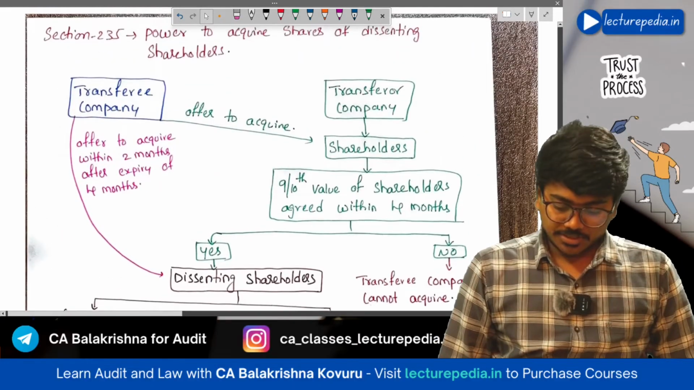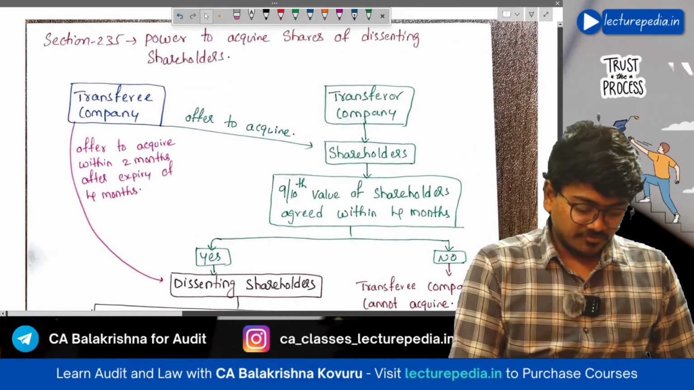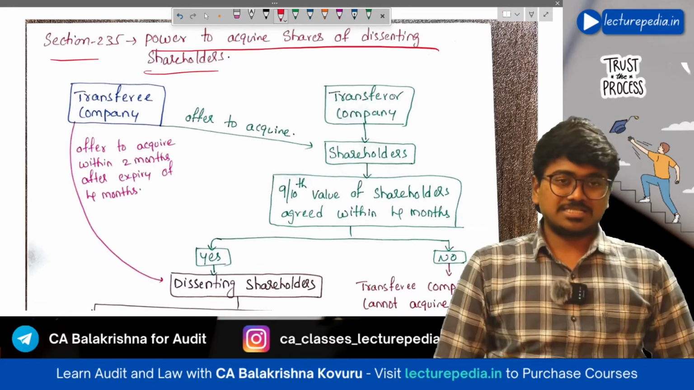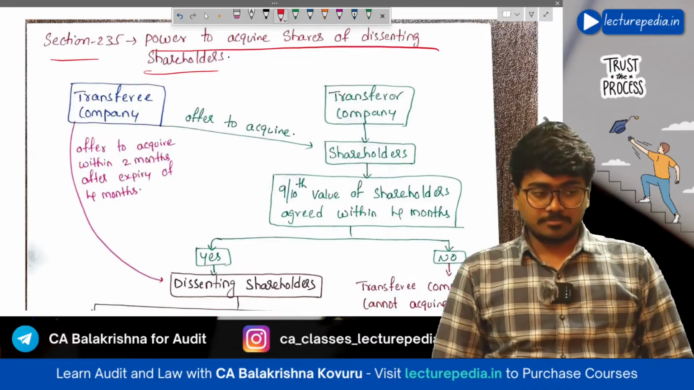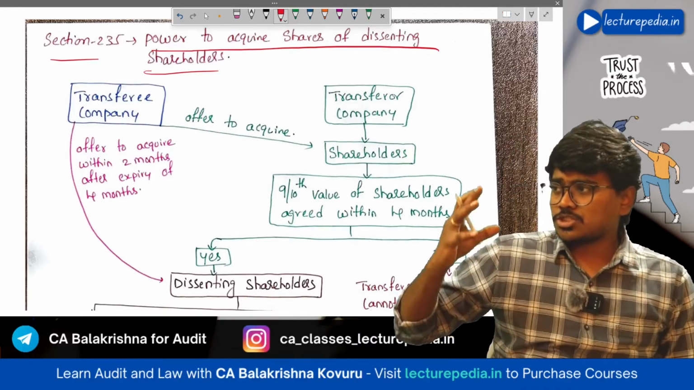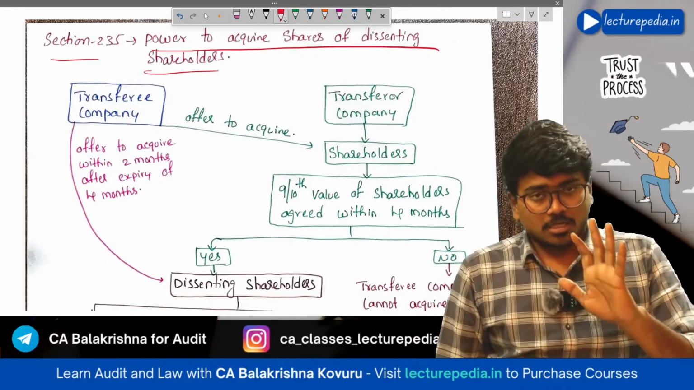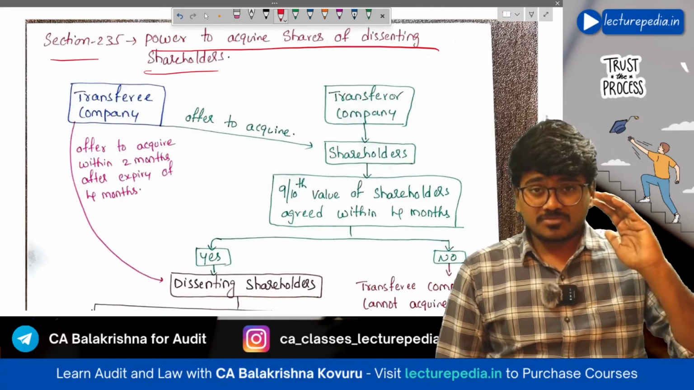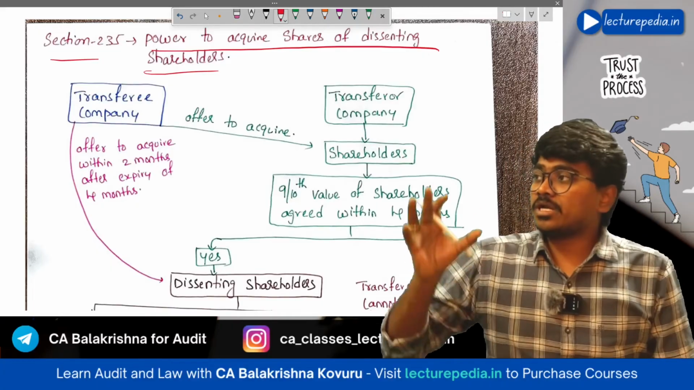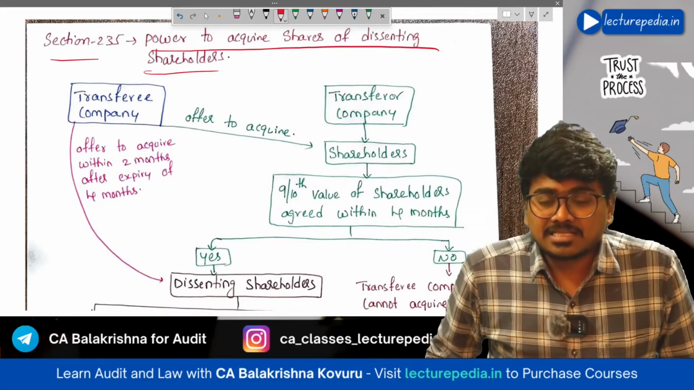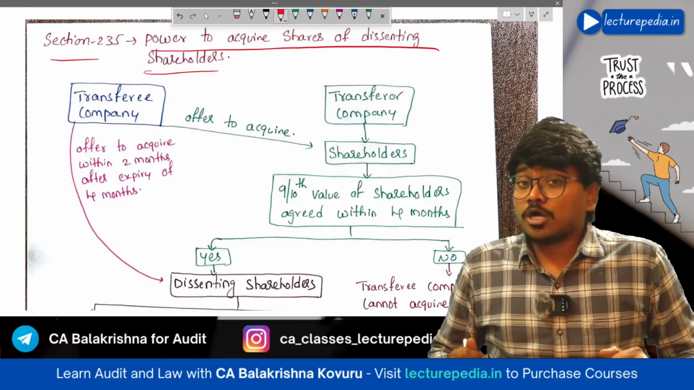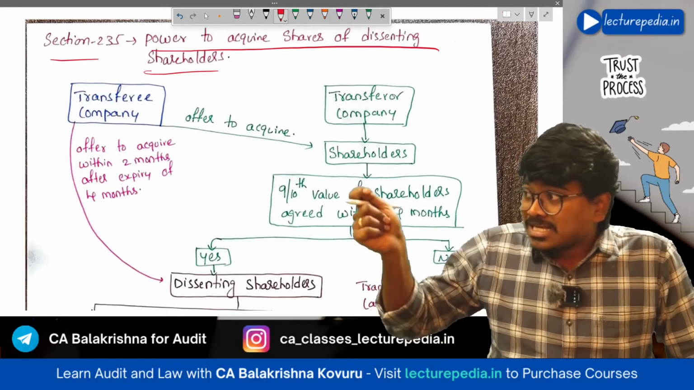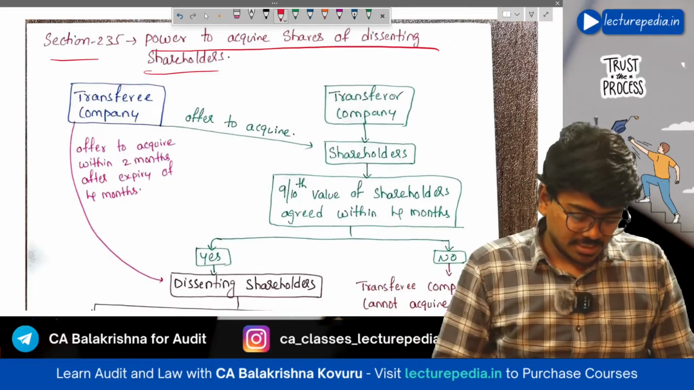Next, section number 235, which deals with power to acquire shares of dissenting shareholders. Now let's say A Limited wants to acquire B Limited. In that situation, A Limited can give an offer to the shareholders of B Limited stating that, shareholders, we want to take over your company. So will you sell your shares to us?